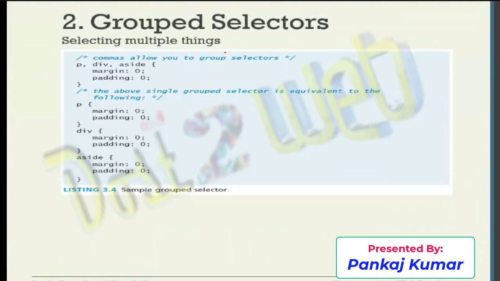I'm using, as I said, a group to select multiple things. That means multiple elements, like the paragraph, the division tag, and the aside tag. I'm going to group all these tags together. How do you do that? Just write paragraph, comma, division, comma, and whatever further tag you want, aside, strong. I'm going to define the margin 0 and padding 0.